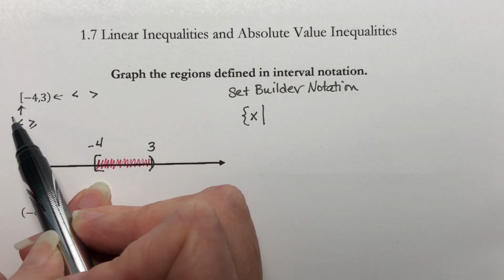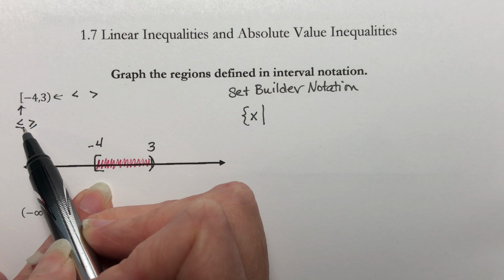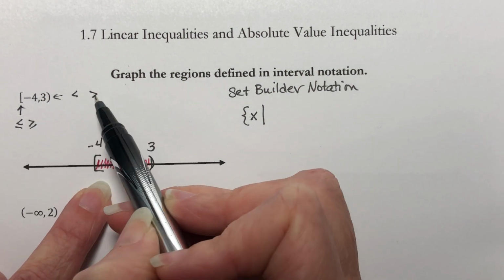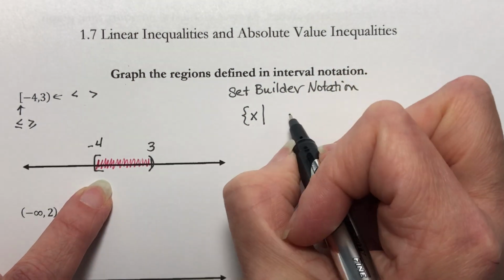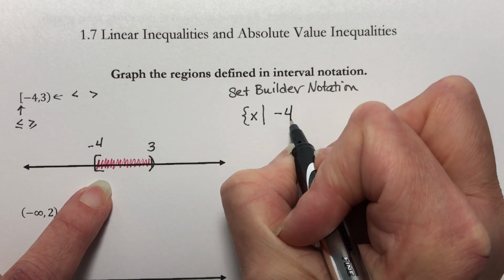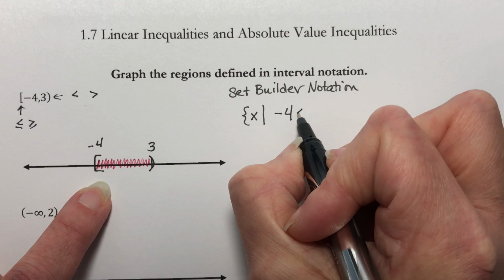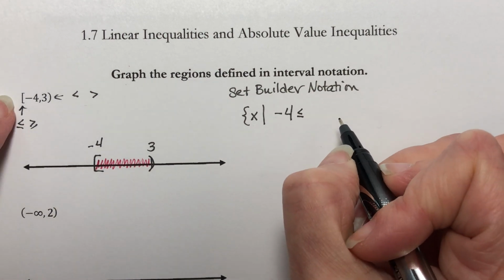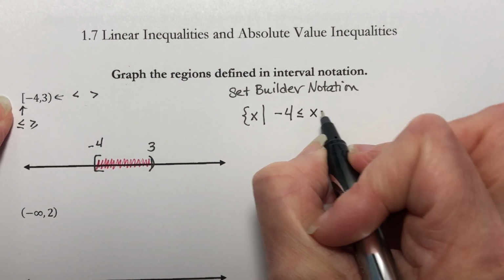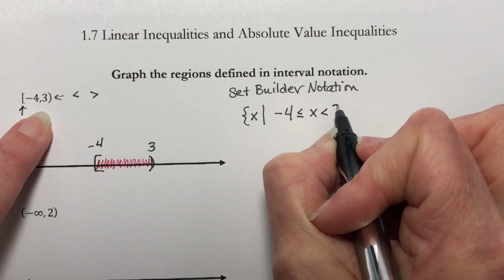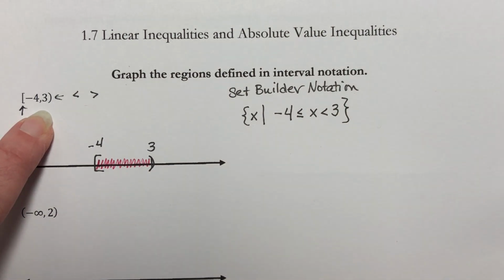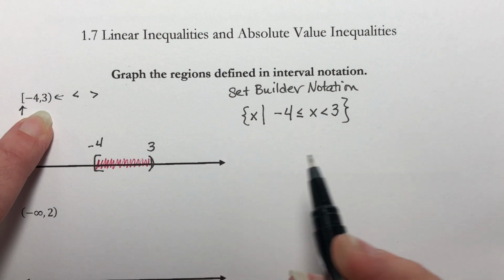This refers to one that has an equal to. This has without an equal to. So our answer in set builder notation is -4, which is my left-hand boundary, is less than or equal to, because it has a bracket, x is less than 3, in closed brace. This is what we're looking for.